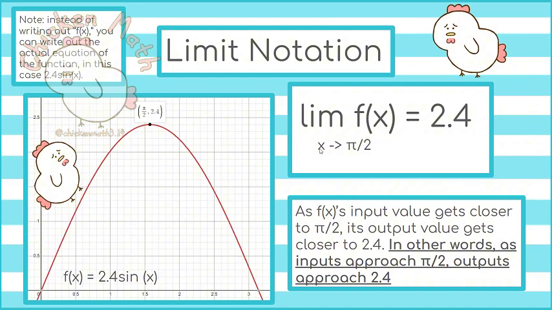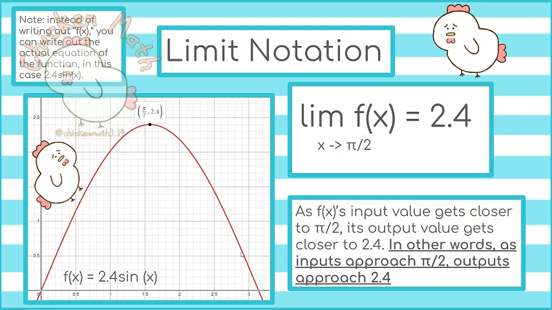All right, so here's an example of limit notation. Right here, as x approaches pi over 2, the limit of f of x would be 2.4. This is basically just saying as the input values get closer to pi over 2, our output values get closer to 2.4. So if we look on this graph right here, where f of x refers to 2.4 sine of x, as you can see, at pi over 2, we are approaching 2.4.